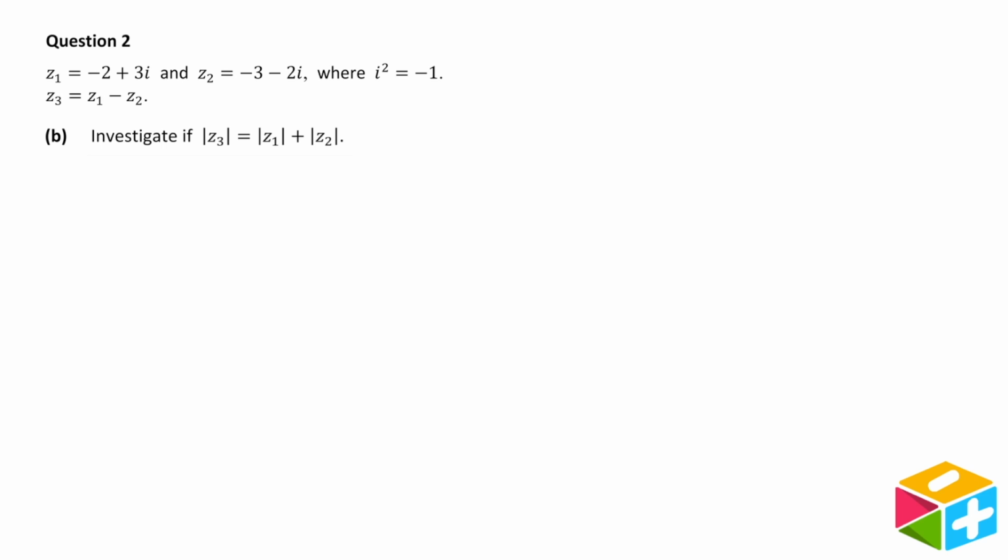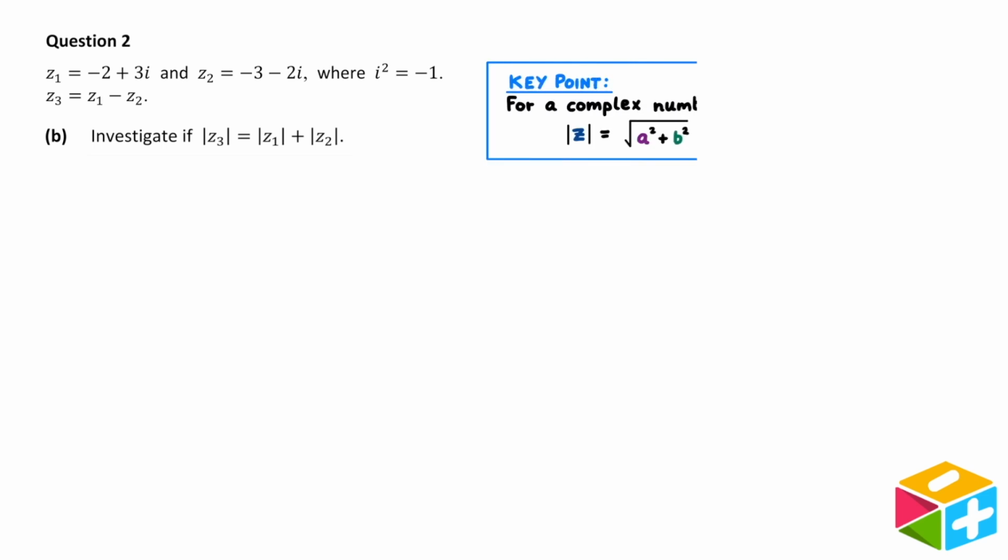This question involves the modulus of a complex number, so it's important that we know how to calculate this. If we have a complex number z, which is equal to a plus bi, then the modulus of z is equal to the square root of a squared plus b squared. The equation we're given has three moduluses in it: the modulus of z3, modulus of z1, and modulus of z2. So let's go ahead and calculate each of these.